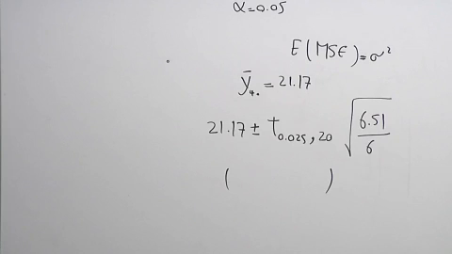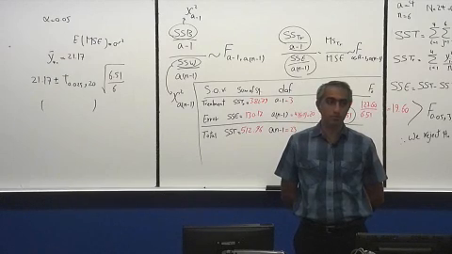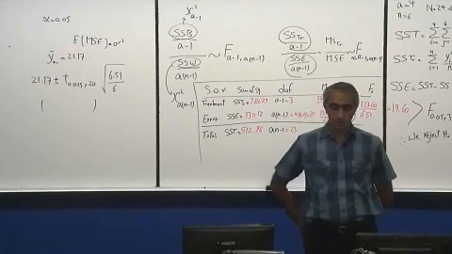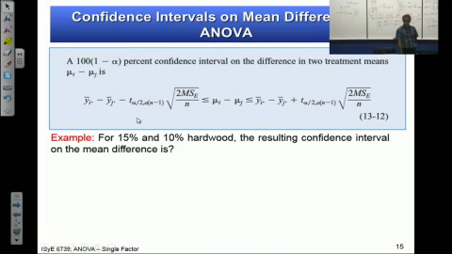So, what if I want to find the difference of two levels? Then the confidence interval for that difference is this. Okay? That's the equation for confidence interval. Why is this confidence interval important? How can I use that confidence interval? Anybody can tell me?